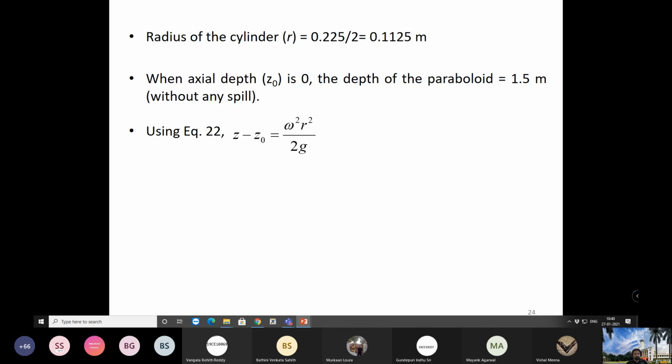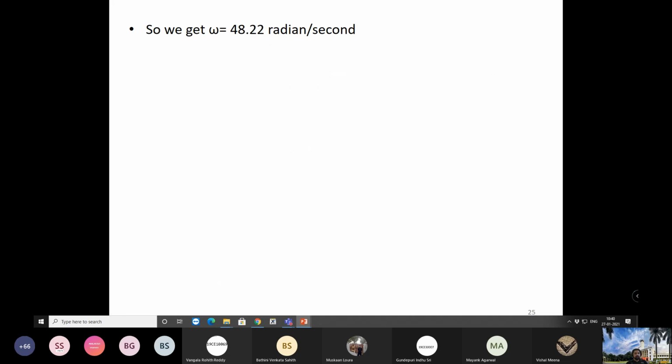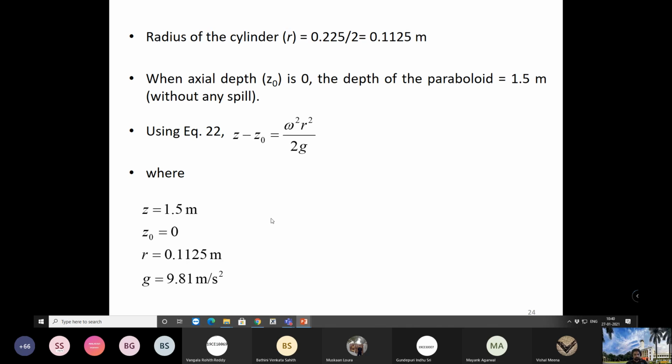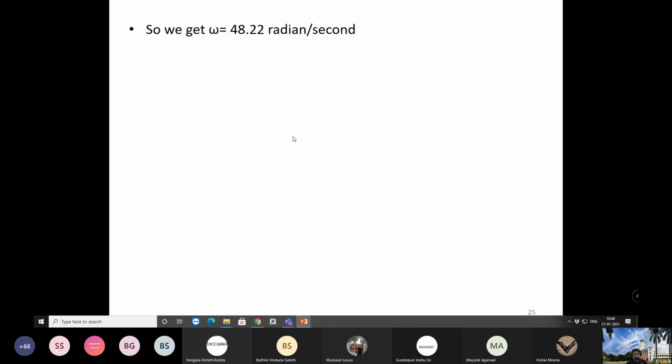Now if we use equation 22, Z minus Z0 is equal to omega square r square by 2g, where z is 1.5, z naught is 0, r is 0.1125, and g is 9.81 meters per second square. We get omega, the rotation, as 48.22 radians per second. If you substitute these values in this equation and find omega, it's going to be radian per second. But we are trying to convert into rotations per minute, so simply convert omega to n, omega equals 2 pi n by 60. Our answer is 460.47 rotations per minute.